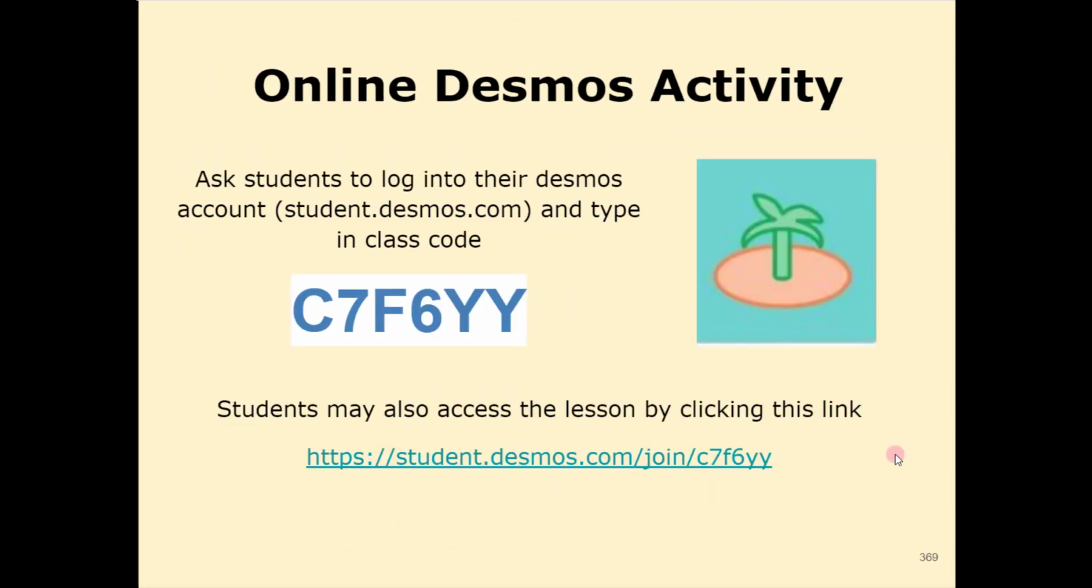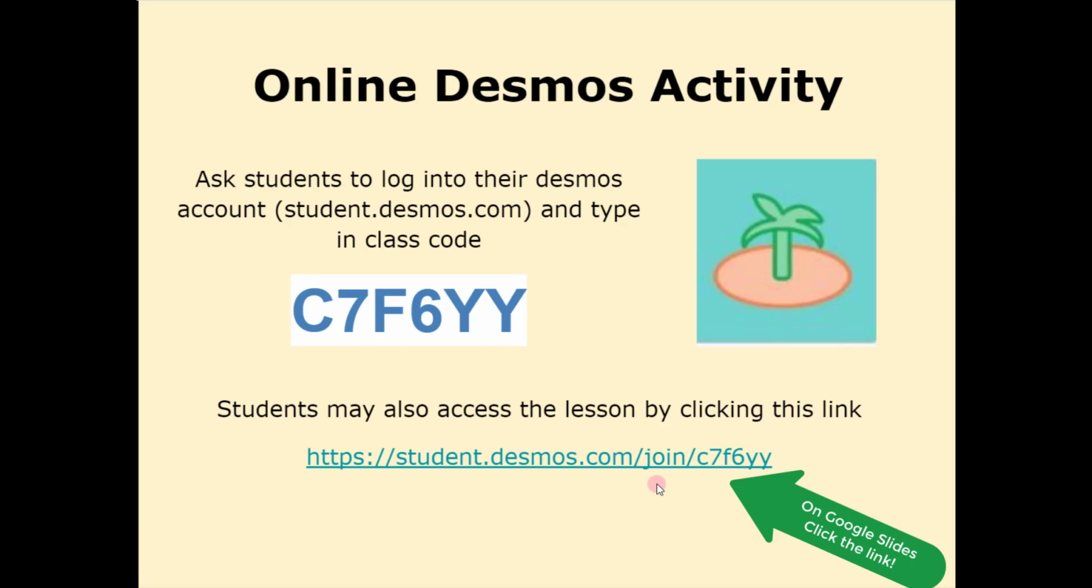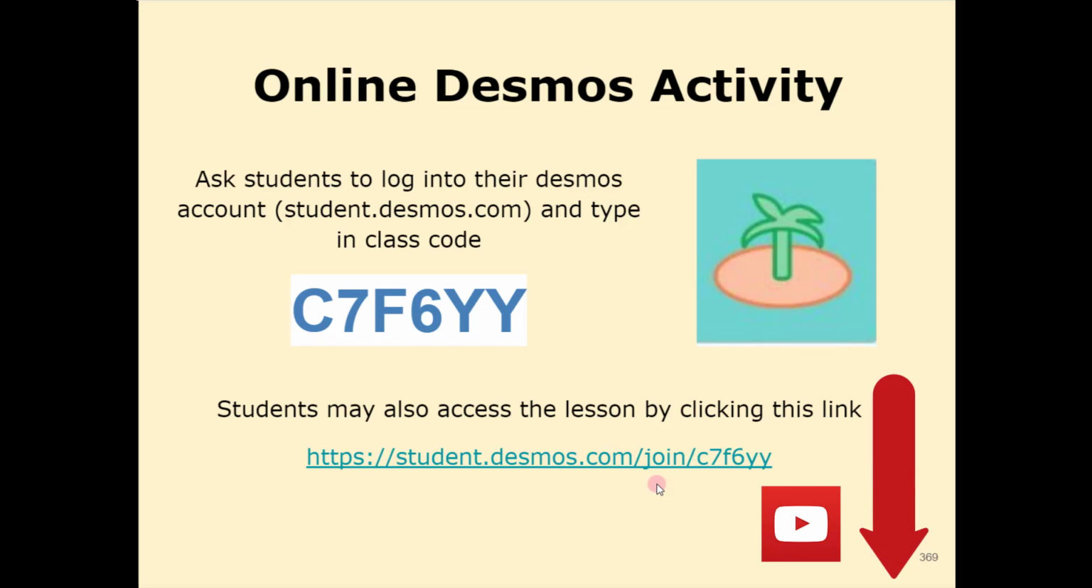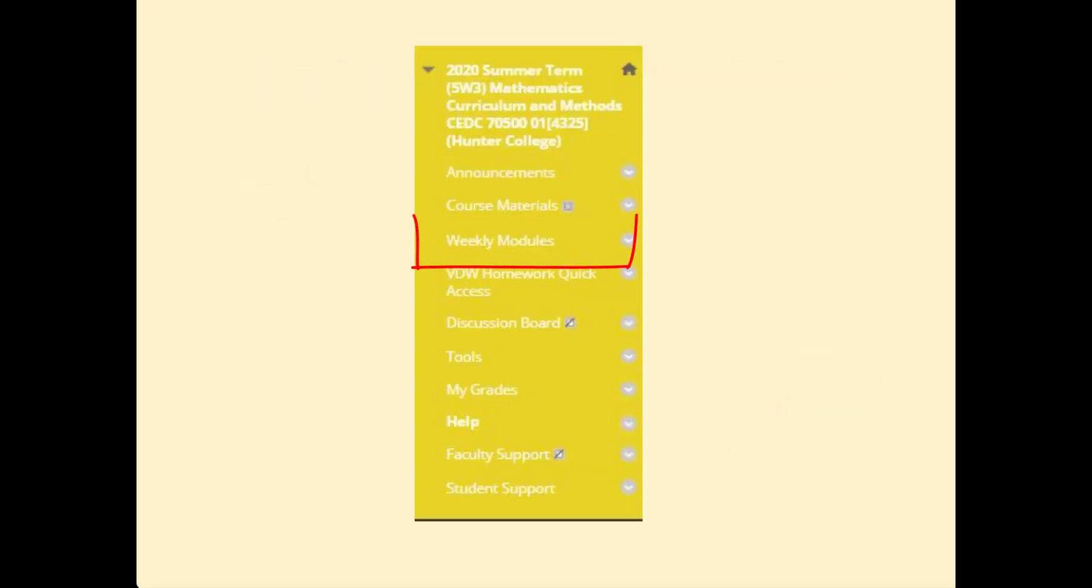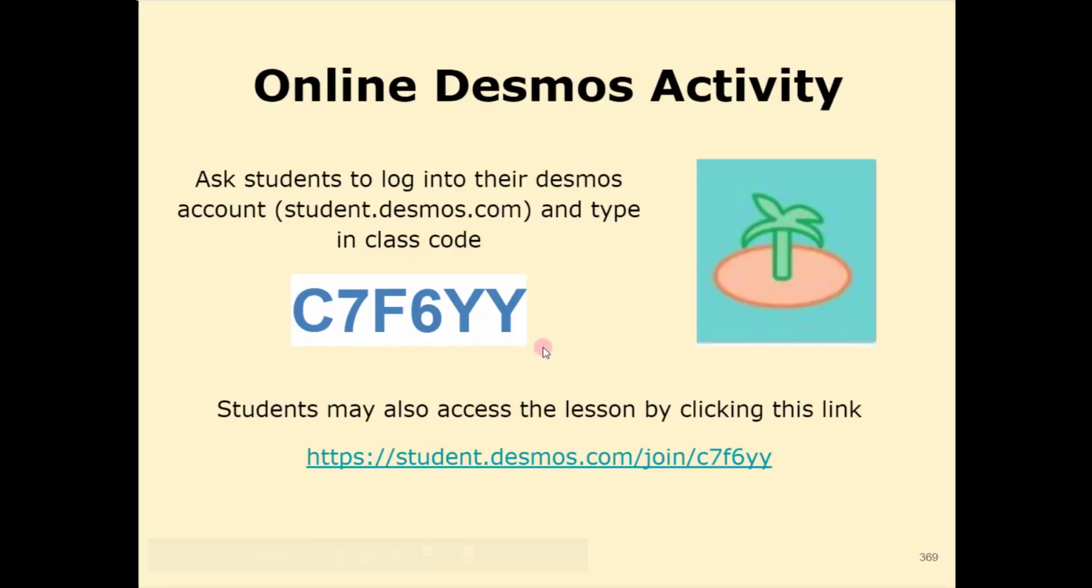After the students have created their coordinate plane and they have labeled it correctly, then I would ask the students to go ahead and log into their Desmos account and type in the class code. So if you want to do this now, that'd be great. You can do it a couple different ways. You can either click on this link, which as always is in the Google slide, in the description box below, and you can also find this in Blackboard. Or if you already have a student account, you can just type in this 6-digit code.